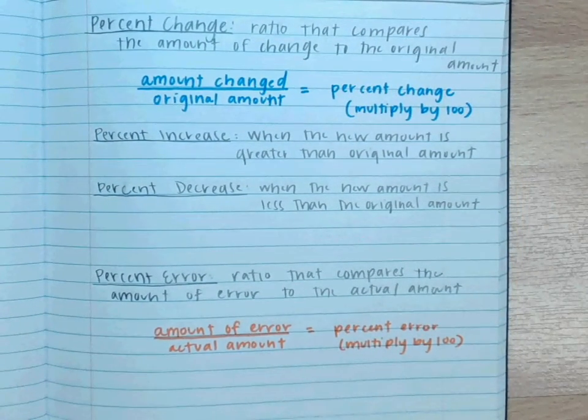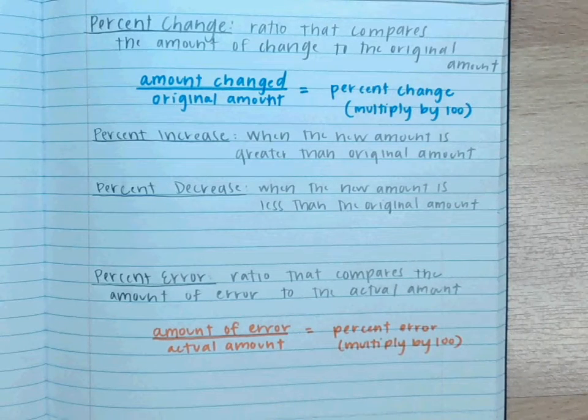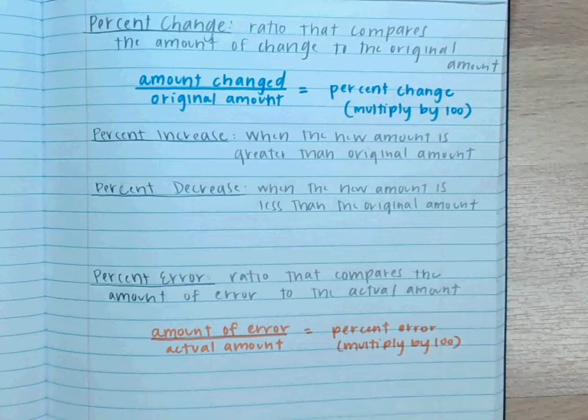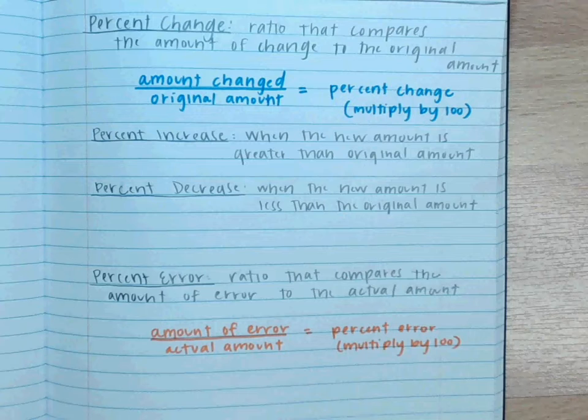Okay, so on your Google Classroom assignment, there is a Google form on there that is a quick check-in just about like percent increases, percent decreases. It's going to give you different situations and you have to say, this is a percent error problem because they're estimating, or this is a percent increase because it's growing, or a percent change, things like that.